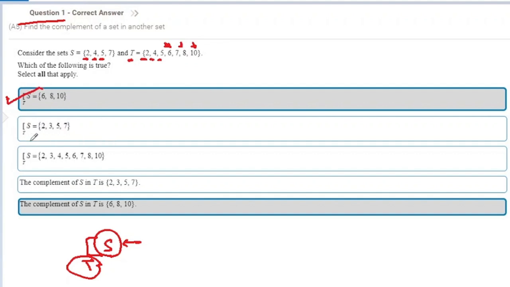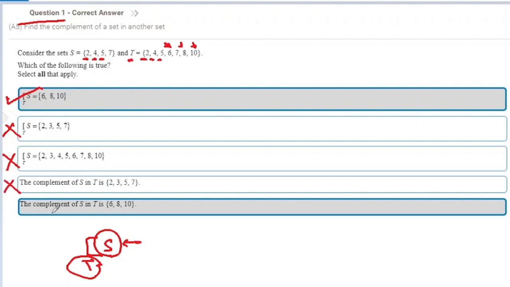Now the complement of S and T, it's 2, 3, 5, 7. 2 is there in S, so this is the wrong answer. The same thing, the complement of S and T, it's 2, 3, 4, 5, 6, 7, 8, 10. 3 doesn't exist, so this is the wrong answer. And here it is saying the complement of S and T is 2, 3, 5, 7. 2 is here in S and 5, so this is the wrong answer also.